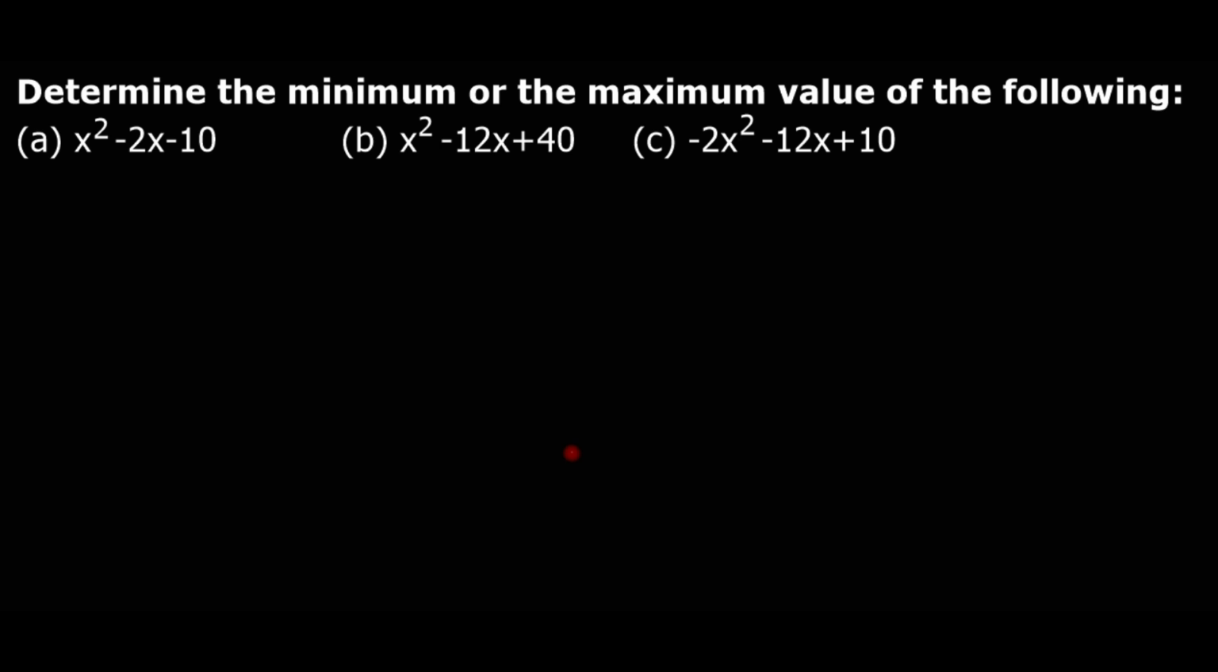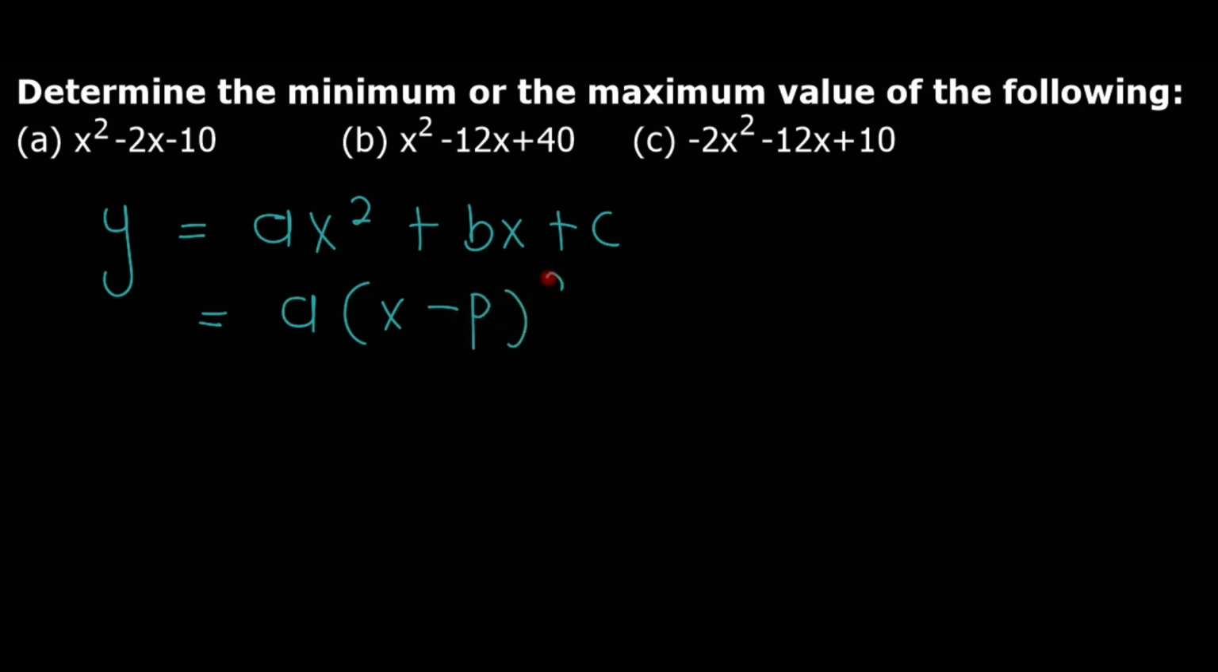And then here the question says, determine the minimum or the maximum value of the following. Let's understand how to find the minimum and the maximum. Remember generally the equation is y equals ax squared plus bx plus c. It's only really in this form: a times x minus p all squared plus q.